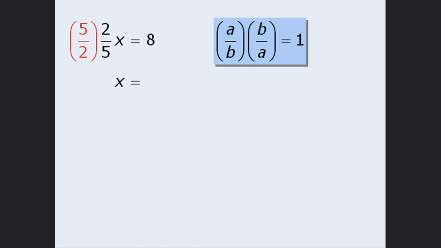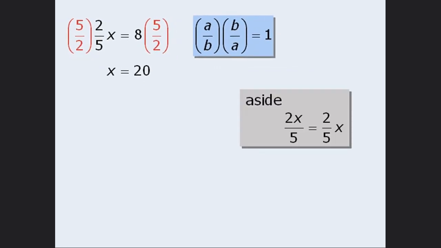Now if we multiply the left-hand side by 5 over 2, we must also multiply the right-hand side by 5 over 2. When we multiply 8 by 5 over 2, we get 20, so the solution here is x equals 20. Now please note that we can express fractional coefficients in more than one way. For example, writing 2x over 5 is the same as writing 2/5 times x. Okay, let's try another one.